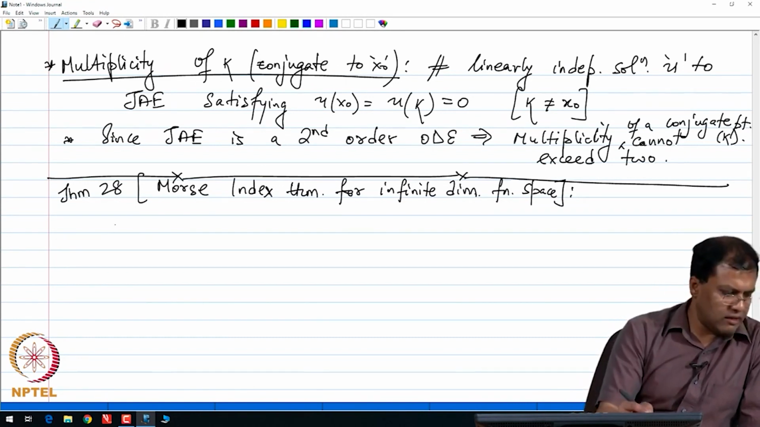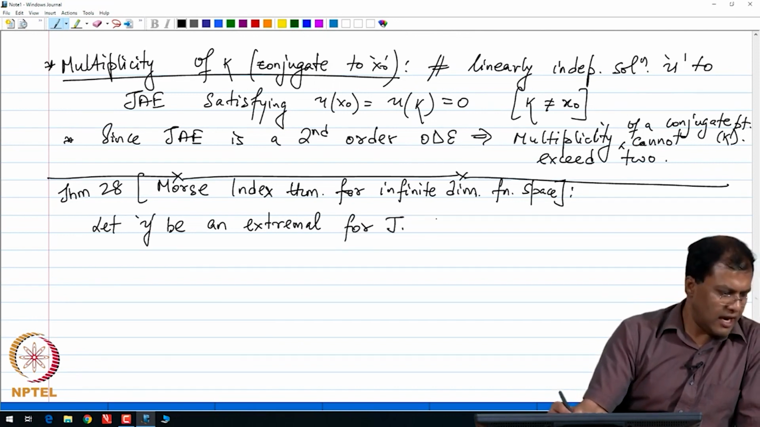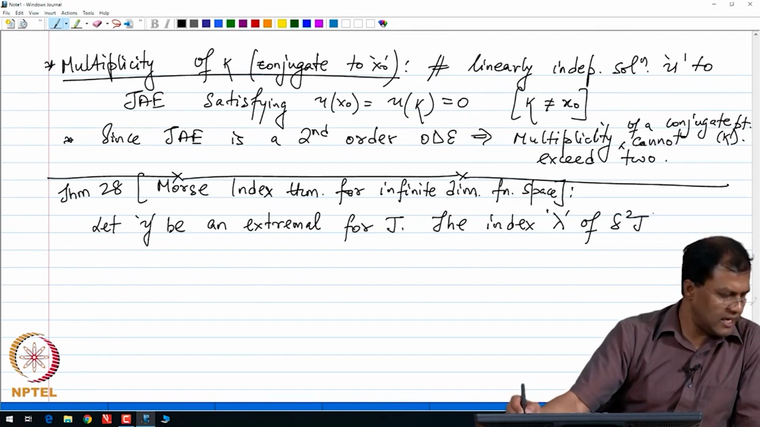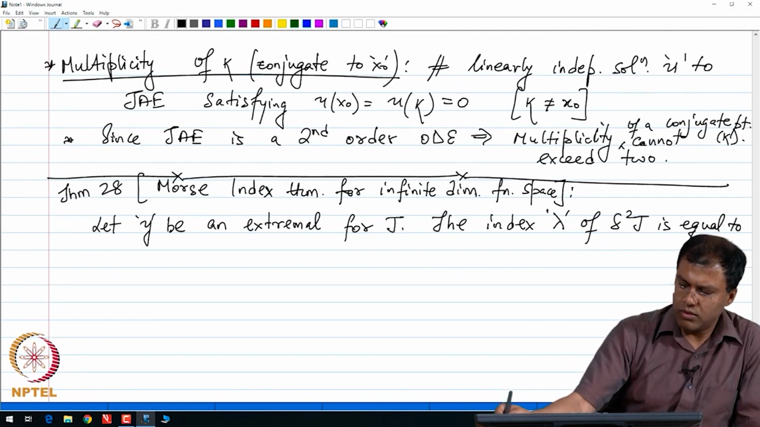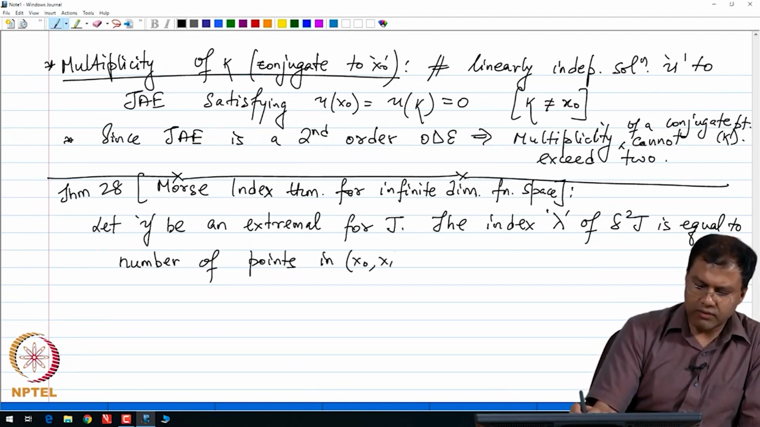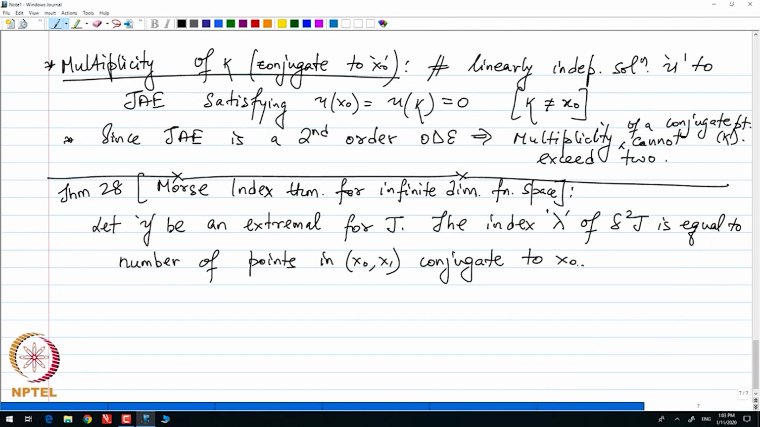Okay. So, what the result says is, suppose y is an extremal for the functional j, and then the index lambda of the second variation del square j is equal to the number of points in x naught x 1 conjugate to x naught, and this index is finite. Let me highlight the importance of this result with a quick example.